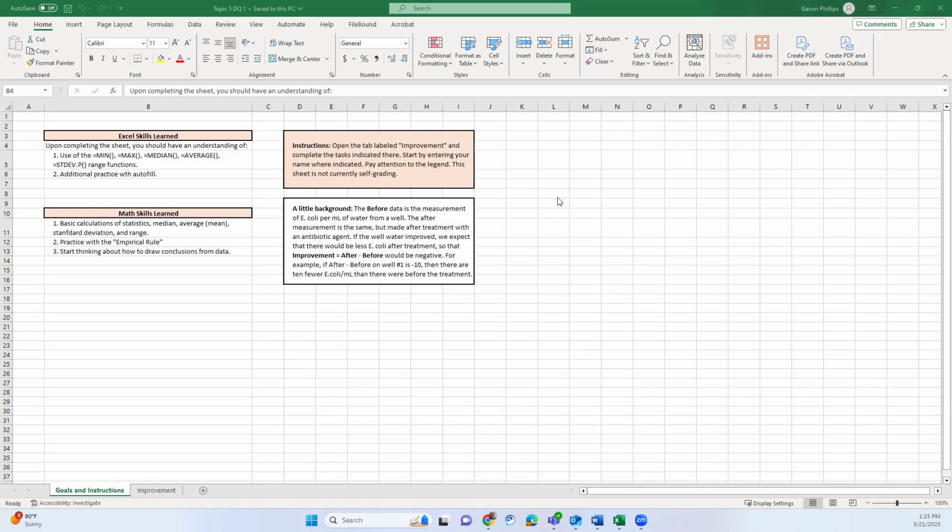If the well water improved, we expect that there would be less E. coli after treatment. So that improvement equals after minus before would be negative. For example, if after minus before on well 1 was negative 10, then there are 10 fewer E. coli per milliliter than there were before the treatment. This means it's making a difference. Okay, so let's go in here.